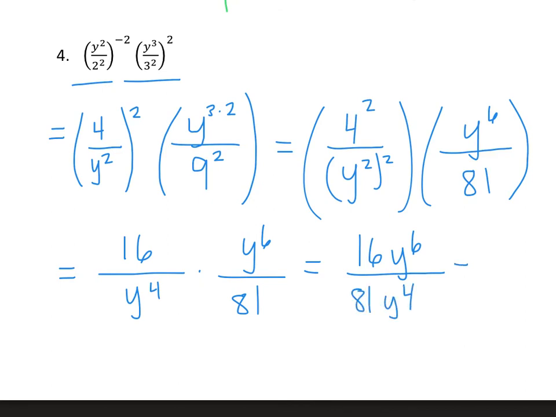Okay, one last thing to do here. We've got y over y, that same base, so we can subtract the exponent. So that's going to be 6 minus 4, which is 2. So we get 16y squared over 81.